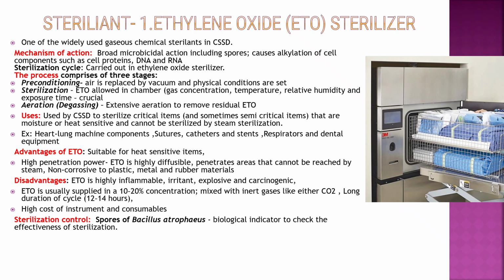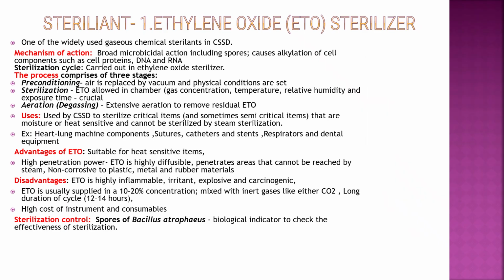It is used by the CSSD to sterilize critical items, and sometimes semi-critical items that are moisture or heat sensitive and cannot be sterilized by steam sterilization. Examples: heart-lung machine components, sutures, catheters, stents, respirators and dental equipment. Advantages: suitable for heat-sensitive items. It has high penetration power, is highly diffusible, penetrates areas that cannot be reached by steam, and is non-corrosive to plastic, metal and rubber material.